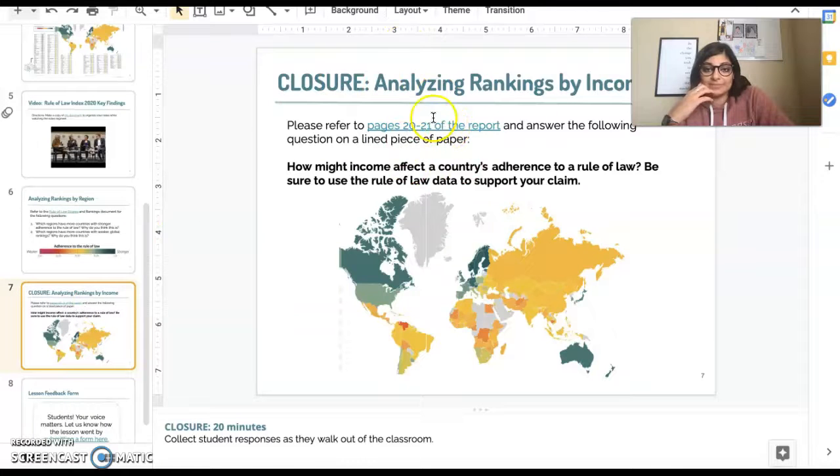So this is where I ask them to look more closely at income. And again, now we want to see, okay, you just did this work of drawing conclusions from data with a partner and or with the class. You watched an expert do this work for 10 minutes. Now let's see what learning you've taken away from this lesson, and let's see what conclusions you can draw completely on your own. And so you ask them, how might income affect a country's adherence to a rule of law? And be sure to use rule of law data to support your claim.